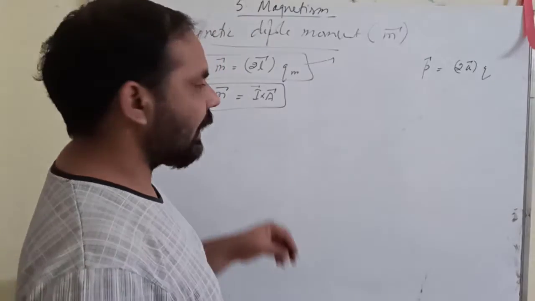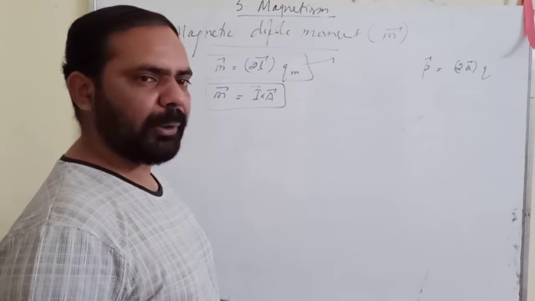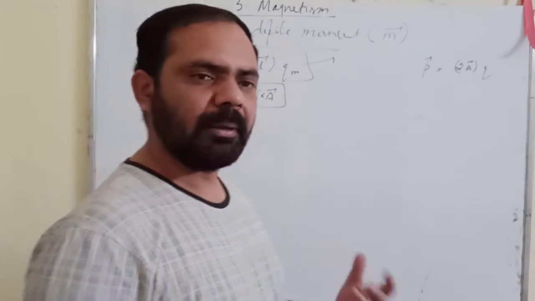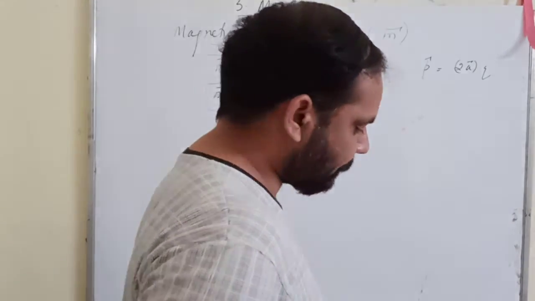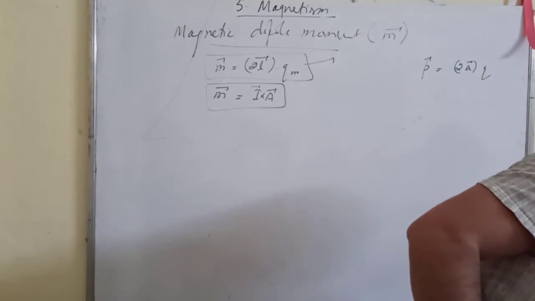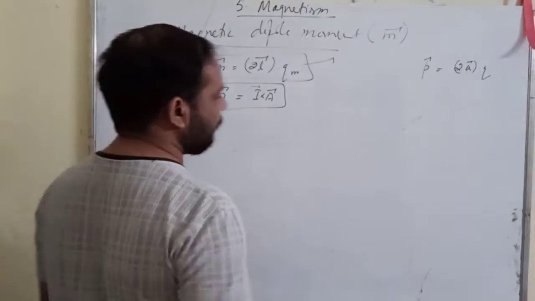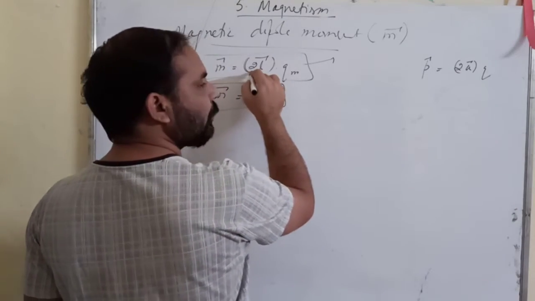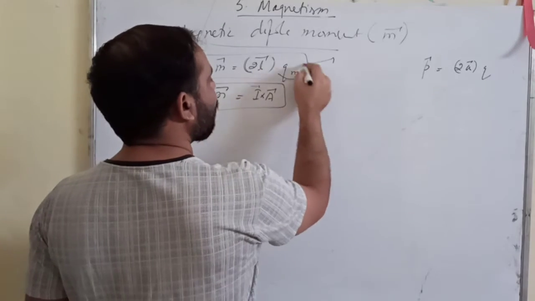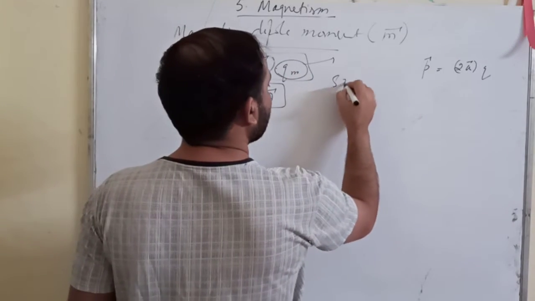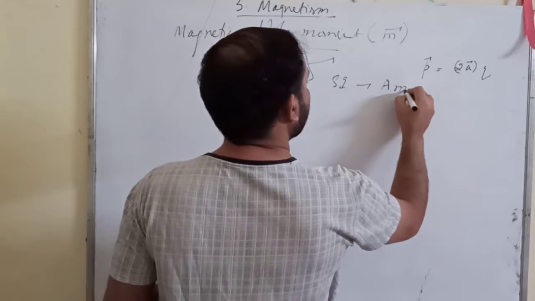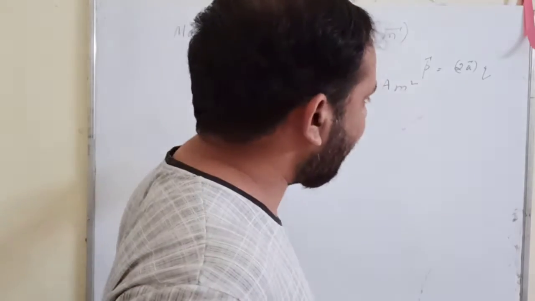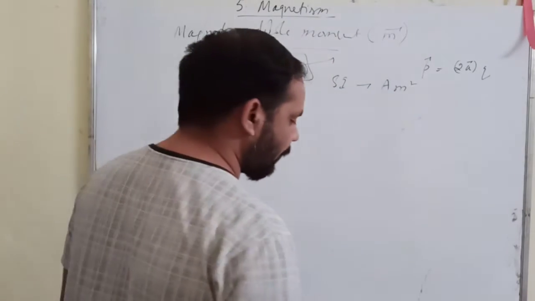This I vector is the current flowing through the loop, and A vector is the area of the loop. What will be the SI unit? Here 2l is meter, this is the length, and qm is ampere meter. So the SI unit is ampere meter square. Ampere meter square is the SI unit of magnetic dipole moment.